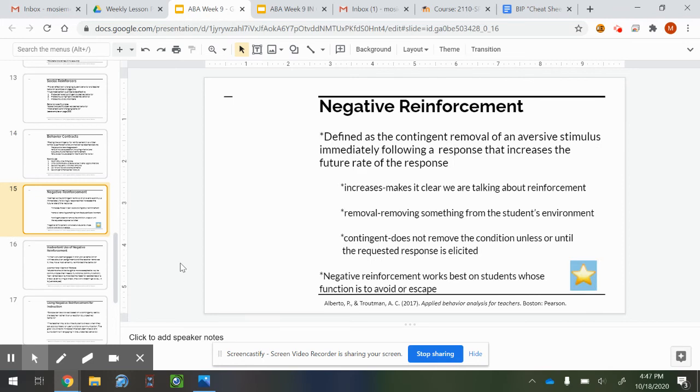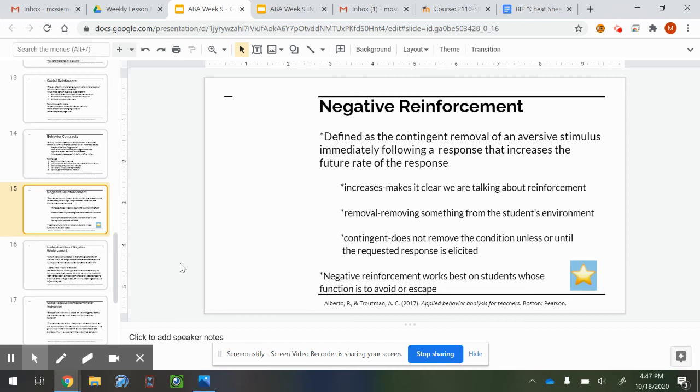One of the last things we're going to talk about here is negative reinforcement. Again, just going back to some things that we learned in chapter one. Negative reinforcement is defined as the contingent removal of an aversive stimulus immediately following a response that increases the future rate of the response. So, three key operational words here: increases. So we're still talking about reinforcement. Whatever we do as a form of negative reinforcement is still going to increase the desired behavior.